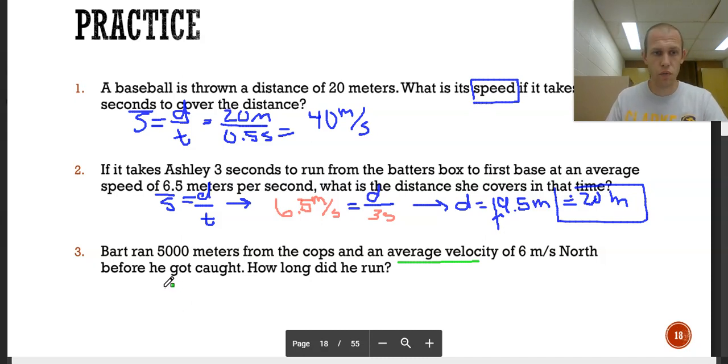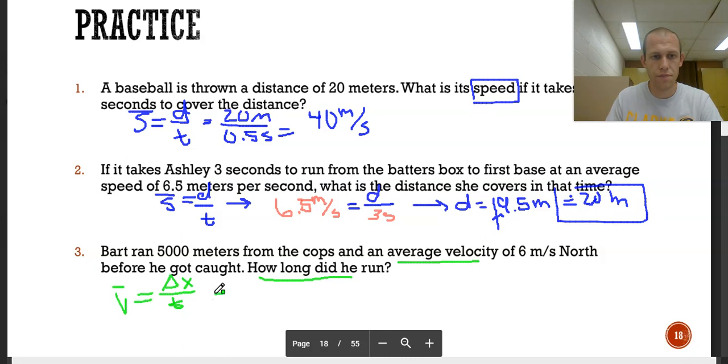So let's look and see what we're trying to find. How long did he run? Well, time is not a vector quantity. It's a scalar. So we actually don't need to worry about a label that involves a direction for this one. So we'll just calculate the average velocity or use the average velocity formula to calculate this. So average velocity is the change in position over the change in time, or just time.